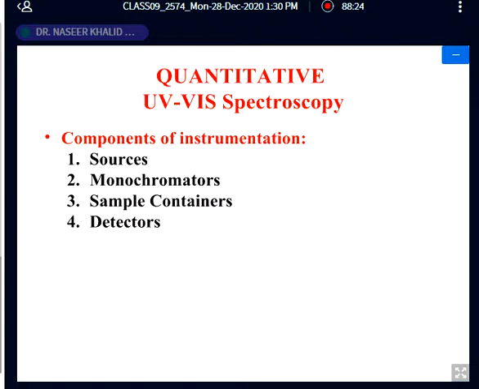Now there are the components of the instrumentation. I am stopping at this topic. We will be continuing this slide after the break.